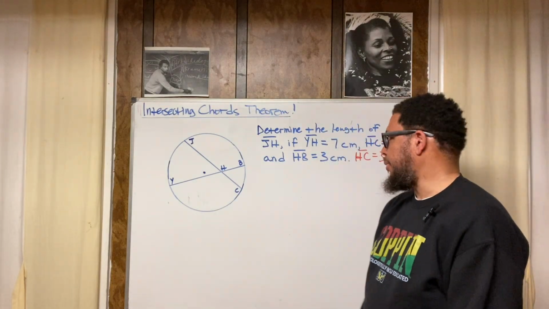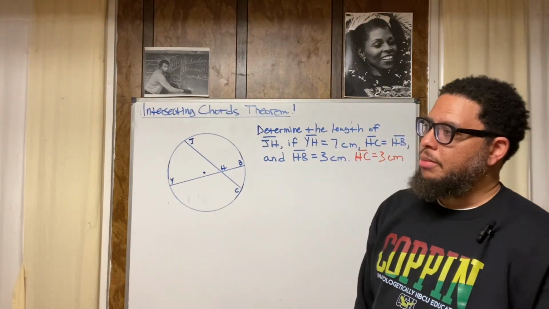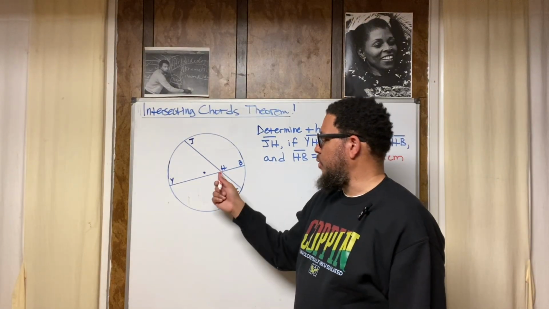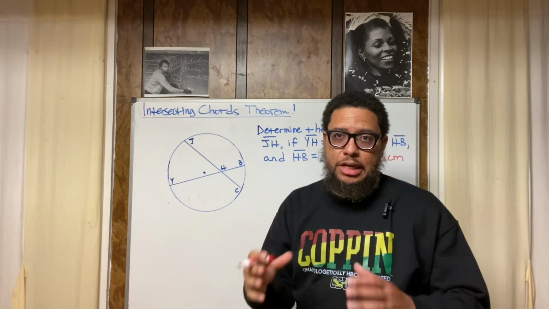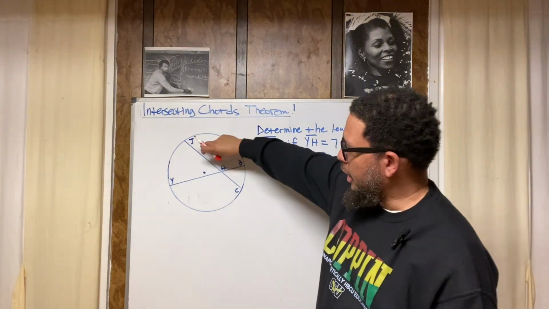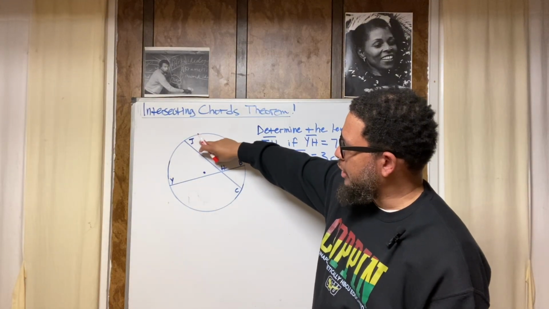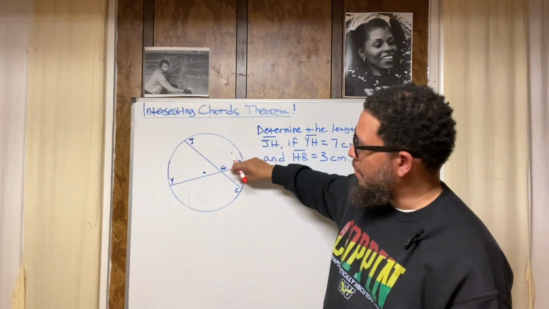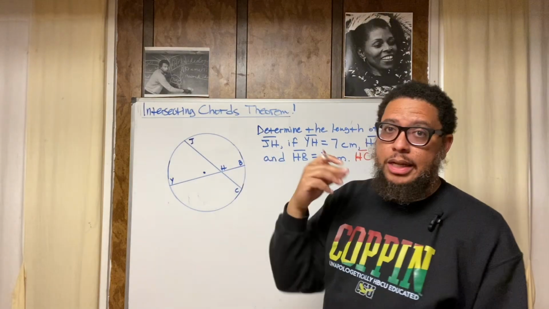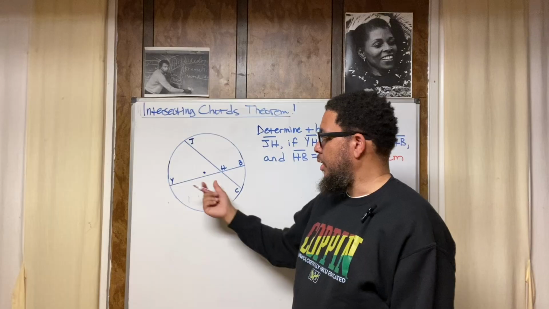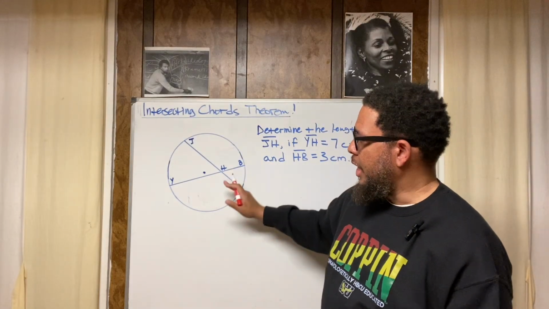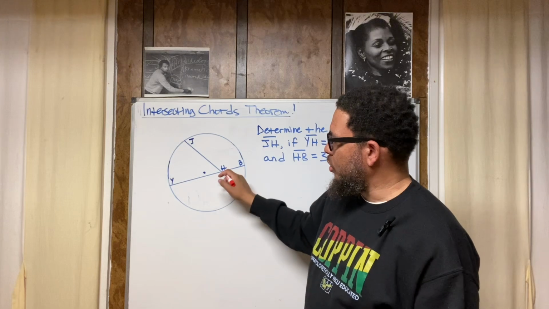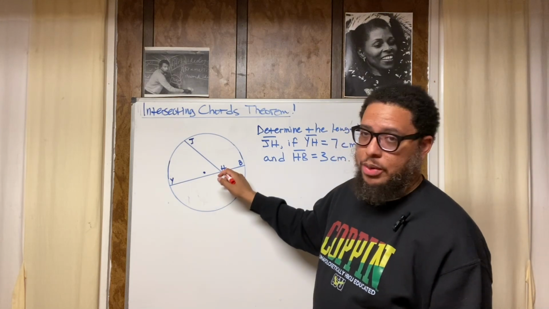Now, the intersecting chords theorem. They intersect each other at point H. It says this: if you have two chords that intersect inside of a circle, the length of one segment of a chord multiplied by the other segment of that chord is equal to one segment of the other chord times its other segment. The segments are broken up by the point where the chords intersect.